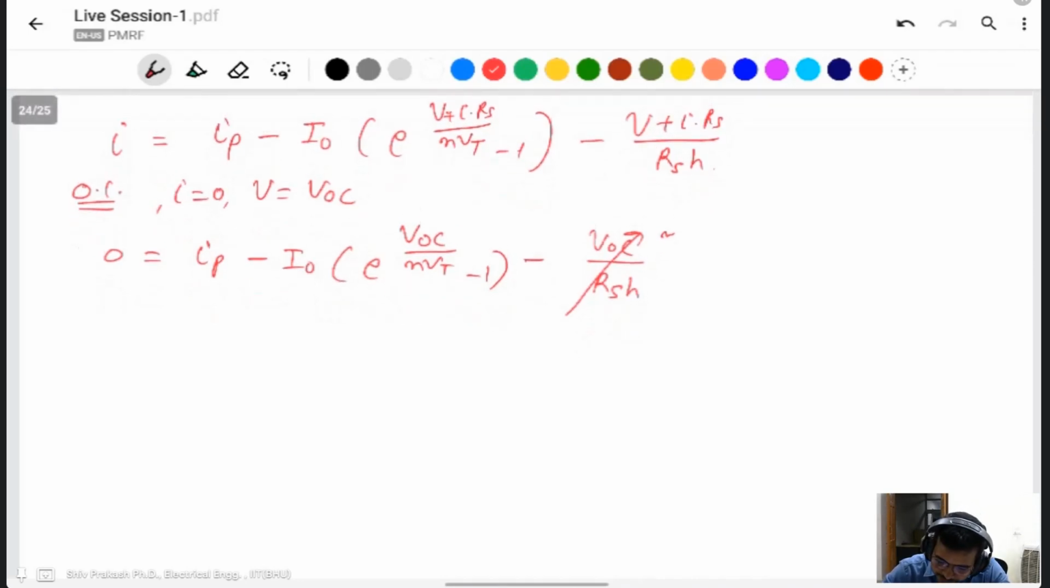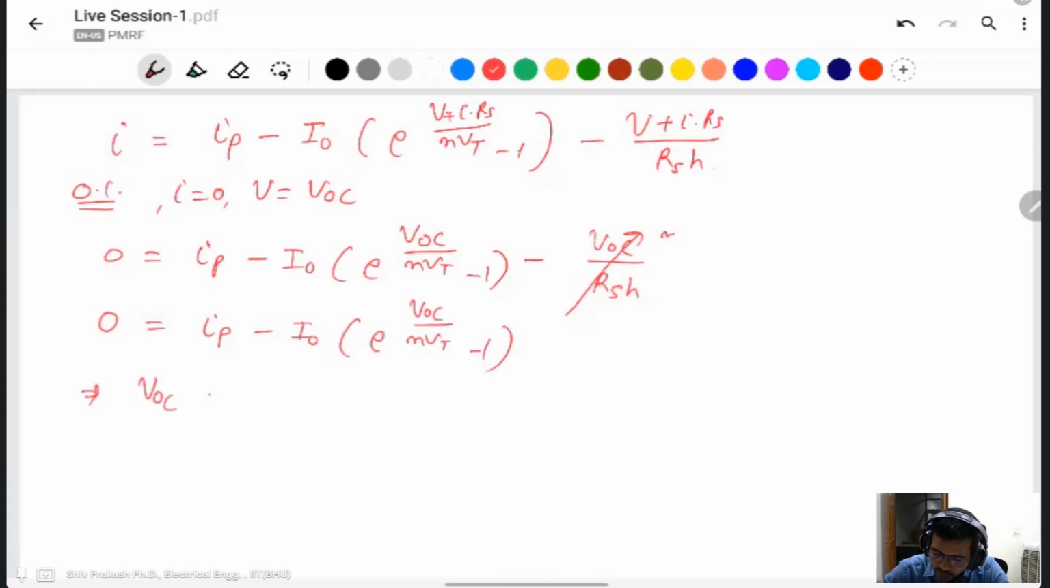So 0 is equal to IP minus I naught times (e to the power of VOC divided by NVT, minus 1). Then what will be the VOC? VOC is the same as NVT into ln of (IP divided by I naught, plus I naught divided by I naught).